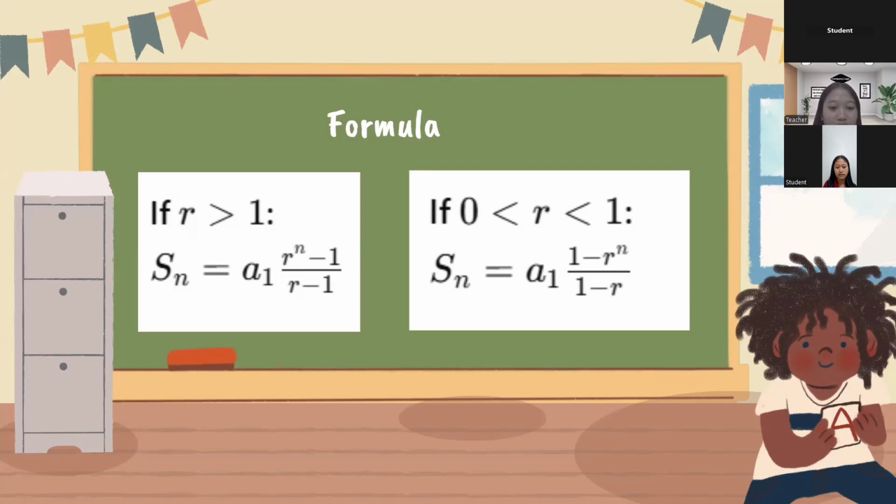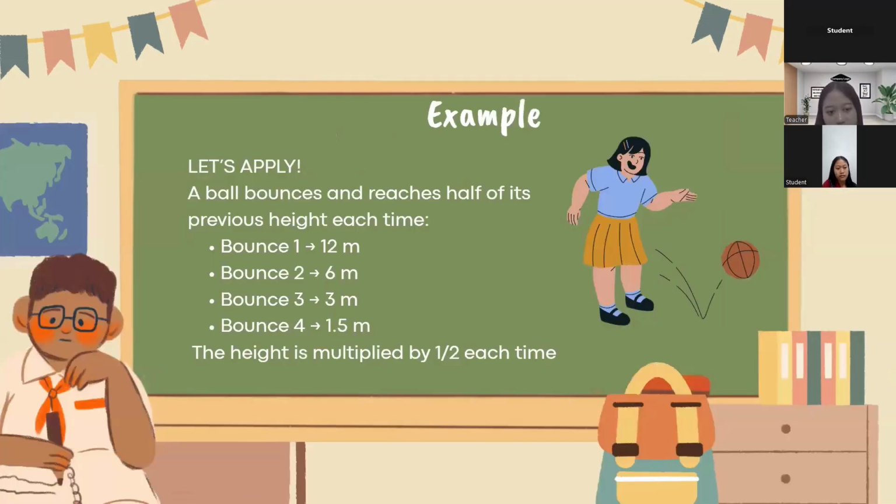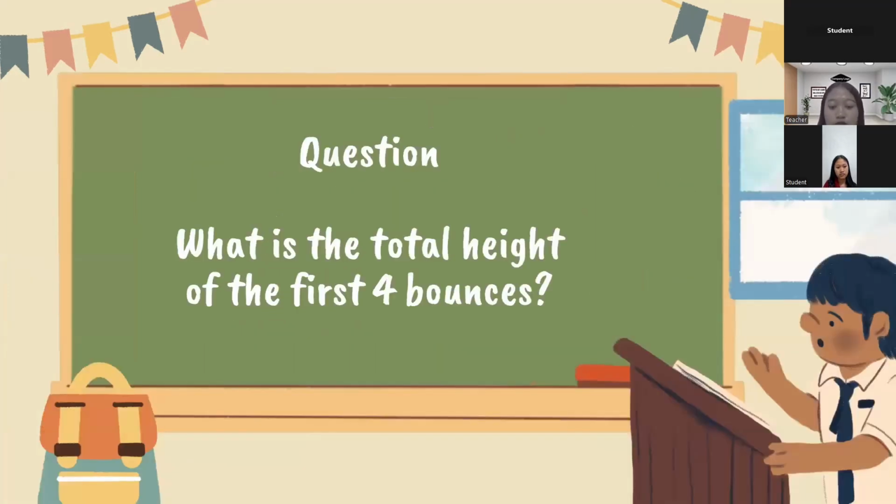Okay, we go to the example. Let's apply. A ball bounces and reaches half of its previous height each time. Bounce 1 is 12 meters, bounce 2 is 6 meters, bounce 3 is 3 meters, and bounce 4 is 1.5 meters. The height is multiplied by 1 divided by 2 each time. And the question is, what is the total height of the first 4 bounces? What do we use? Can anyone answer my question?